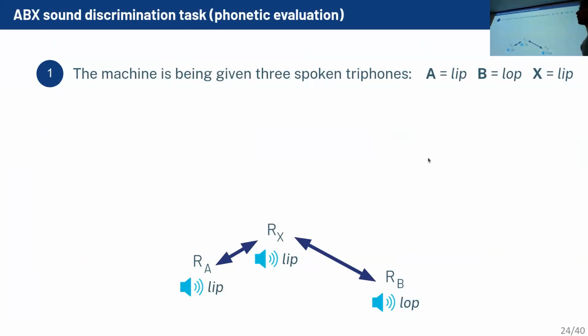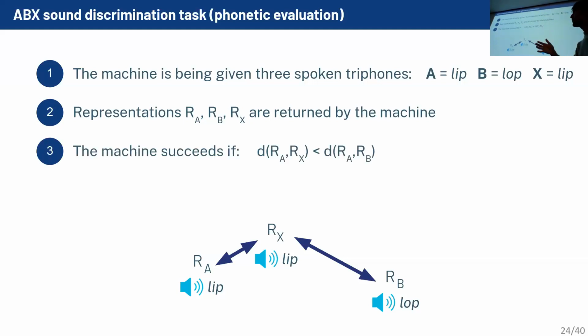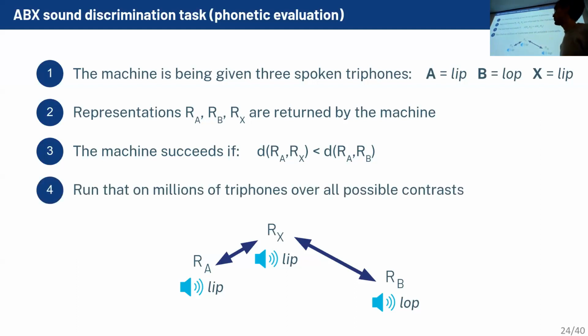First, about the sound discrimination task, we used an ABX paradigm. In this task, the machine is given 3 spoken triphones, for instance, lip, lop, and lip. We compute the representations of these triphones, and the machine succeeds if the distance between the two occurrences of the same triphone is lower than the distance between the two occurrences of the different triphones. So lip and lip are closer to one another than lip and lop. Finally, we ran this procedure on millions of triphones over all possible contrasts in either English or French.